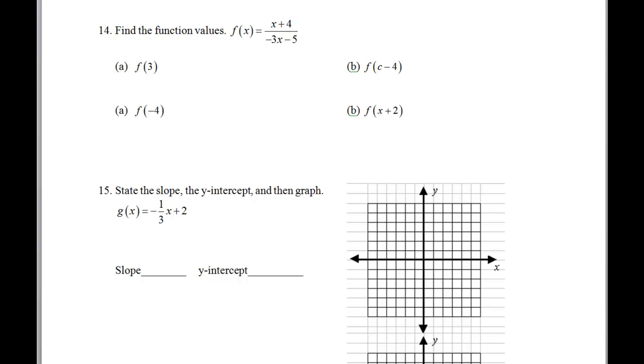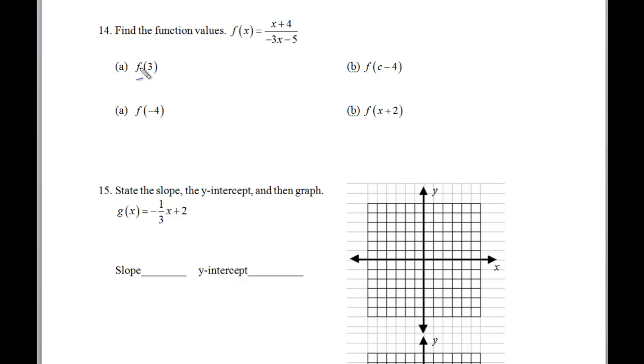This is part 2 of the 3-part video series to talk about the first test review. These are selected problems that will help you prepare for the first exam of Math 121 Intermediate Algebra. In this problem here, we're going to find the function values in this function. F of x is equal to x plus 4 over negative 3x minus 5.